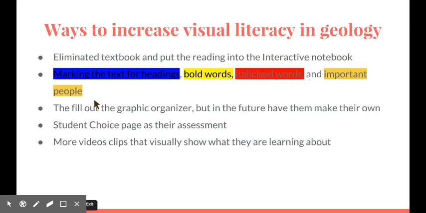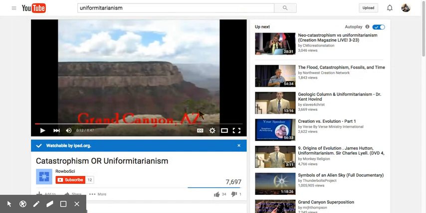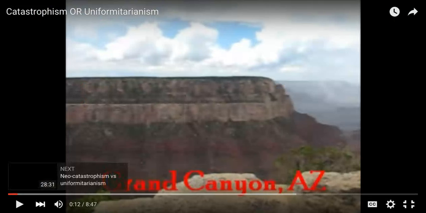Really like the idea of student choice because it is their choice. And because geology is very abstract, visuals are what drive this unit. So I'm using a lot of video clips. I'm going to show you a 20-second video clip that I found that I tend to show my students to explain the theory of uniformitarianism and catastrophism. So here's this video. I'm just going to show you 20 seconds of it.